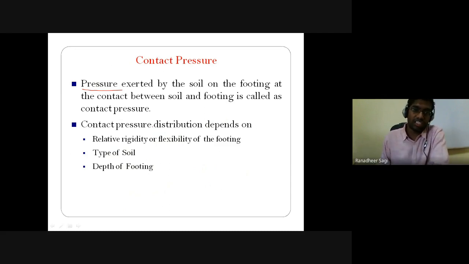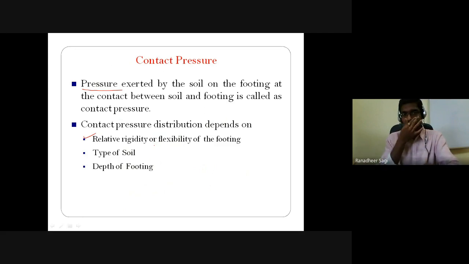So for that, let us try to know on what different factors or parameters your contact pressure distribution would depend. The contact pressure distribution we are talking about generally depends on three factors. One is the relative rigidity or flexibility of that particular footing. Depending on the nature of flexibility or rigidity of that footing, we'll be able to say how the contact pressure distribution is going to be, whether it is going to be a uniform contact pressure distribution or a non-uniform contact pressure distribution.